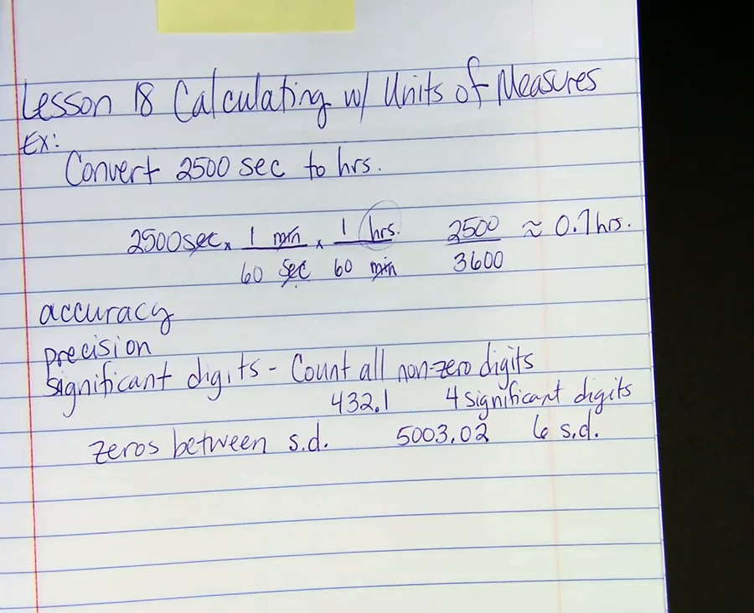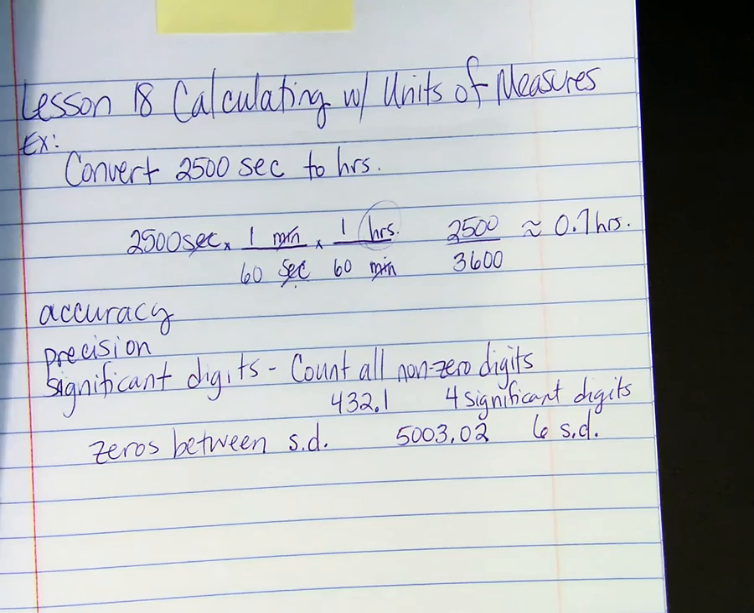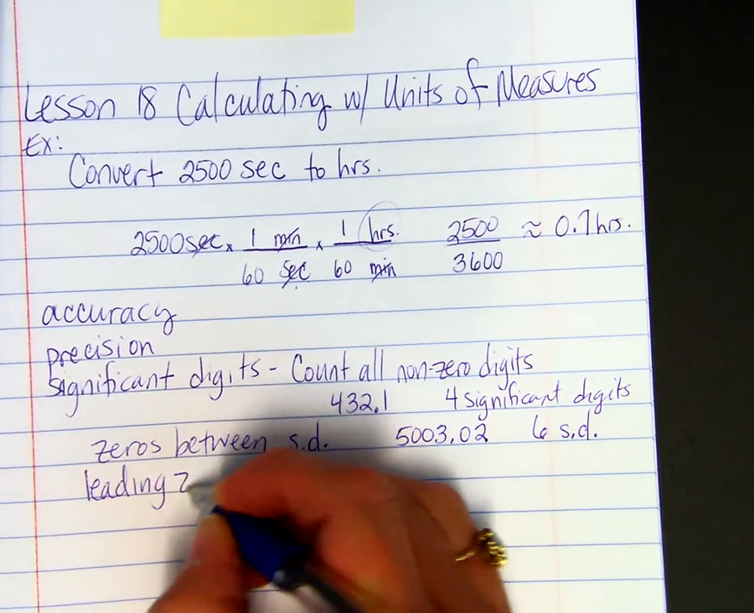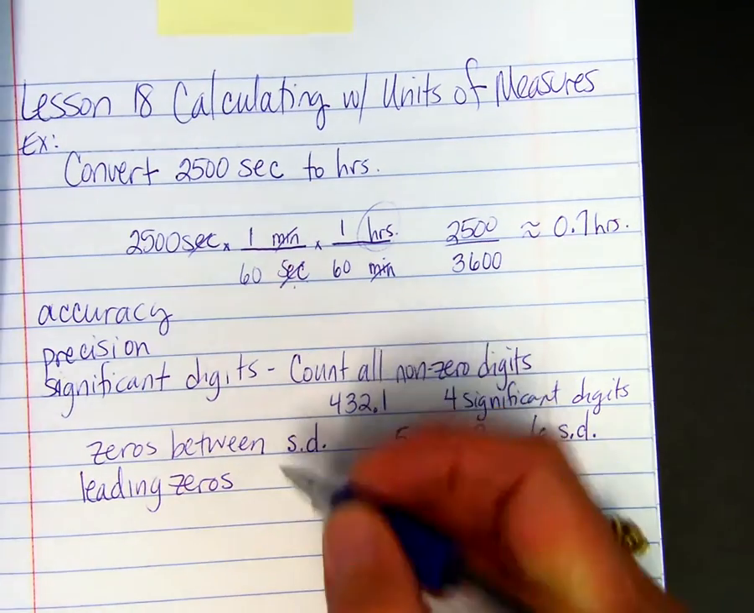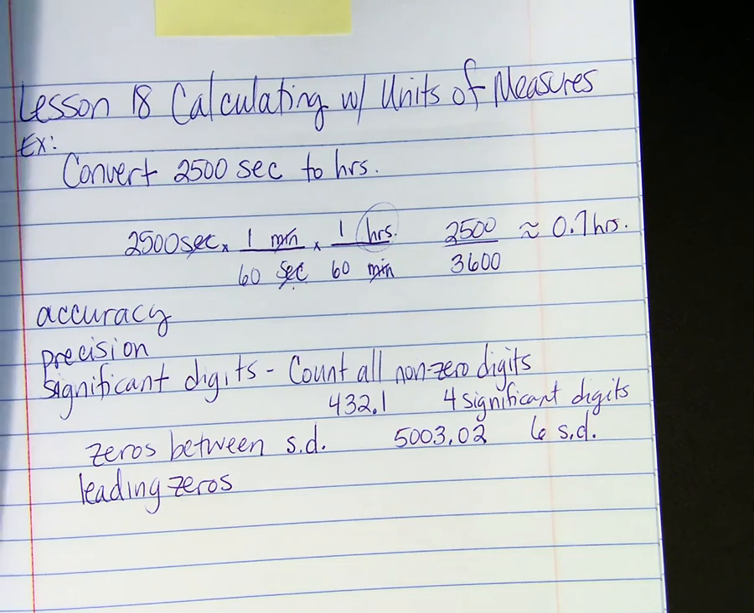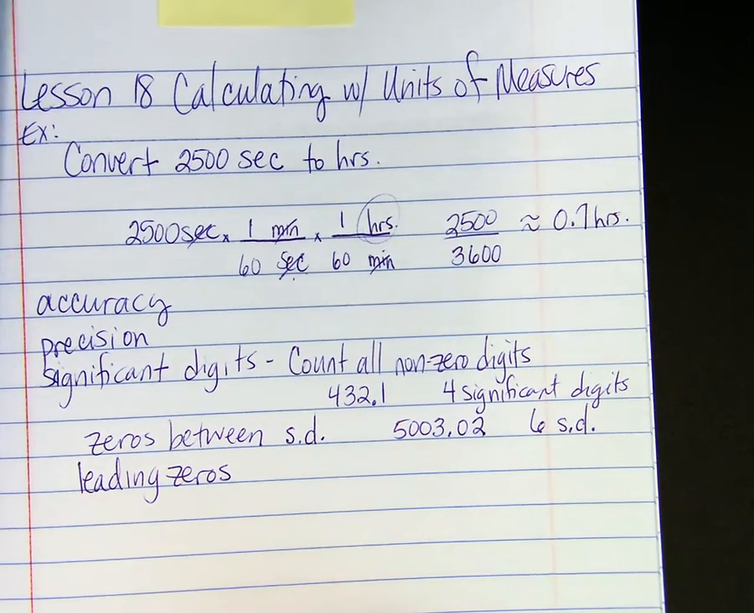So does that mean that 1,000 only has 1 significant digit? Mm-hmm. Almost. 1,000.01, then it would have more. So 1,000 only has 1 significant digit.